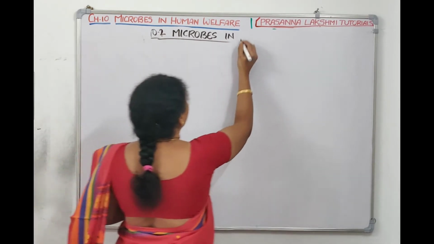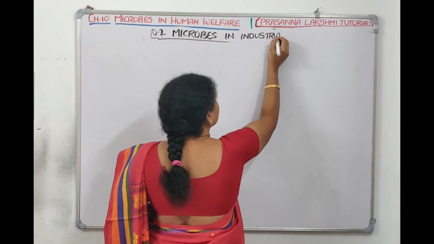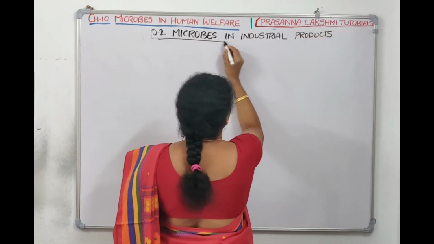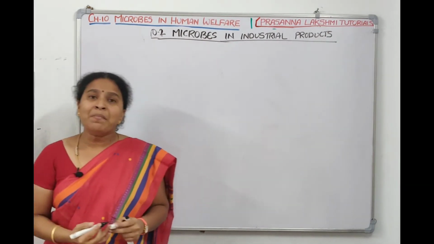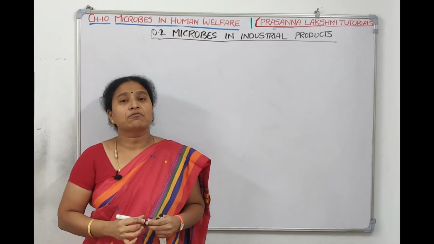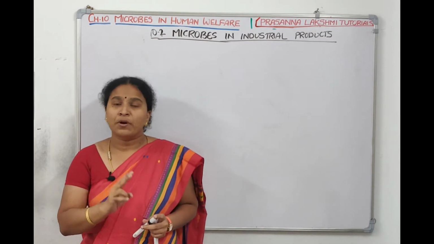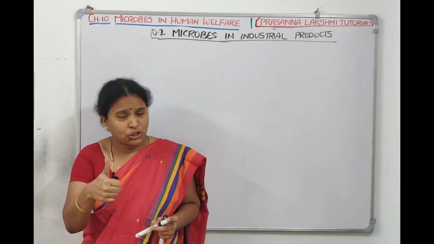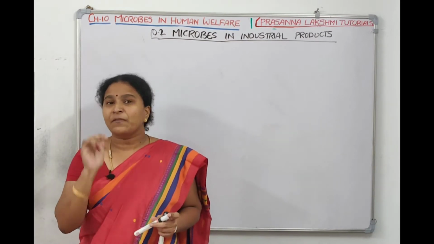10.2, our topic is microorganisms in industrial products. Microorganisms in industrial product is our next topic. As I told you, many microorganisms are used to produce many different types of industrial products, but the main two things which we are going to discuss here under this topic are, the first one is beverage, alcoholic beverage production, and the second one is antibiotic production in pharmaceutical industry.